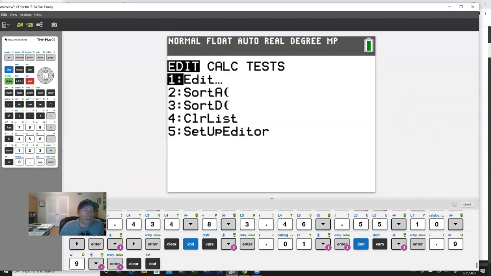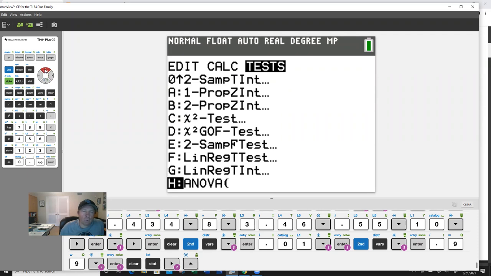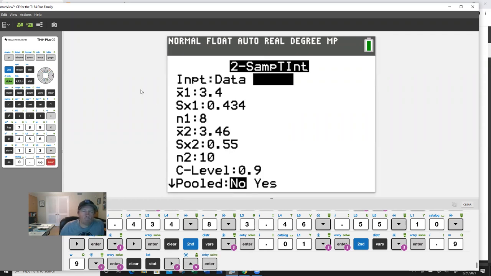So we're gonna go stat, tests, and we're gonna go two sample T interval, right there. And the numbers are already there because the calculator knows that the two sample t test and the two sample t interval are related. All right. So the confidence level, I got to change that. I want 0.98. And again, 98 because it was alpha 0.01, which I chose, but I got to double that to make it two-sided and then go from there.